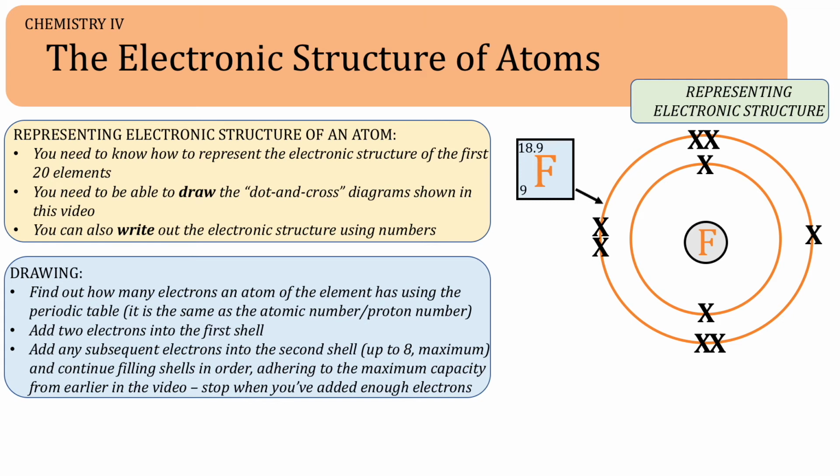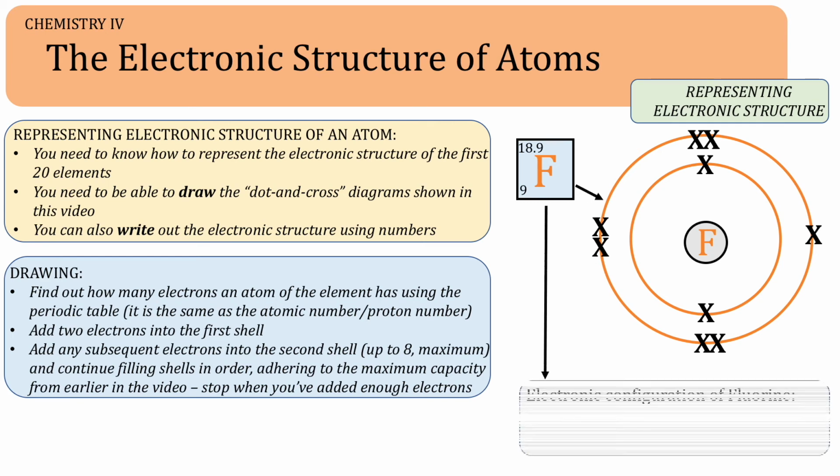We draw the nucleus, draw the first shell, put the 2 electrons in, draw the second shell, and add in the remaining 7 electrons. As you can see here, we like to pair up the electrons where we can. It just makes it look better, and that's really how we can draw that stuff out, right? And let's have a look. So yeah, the electronic configuration we would write out as 2, 7, right? 2 electrons in the first shell, 7 in the next one.